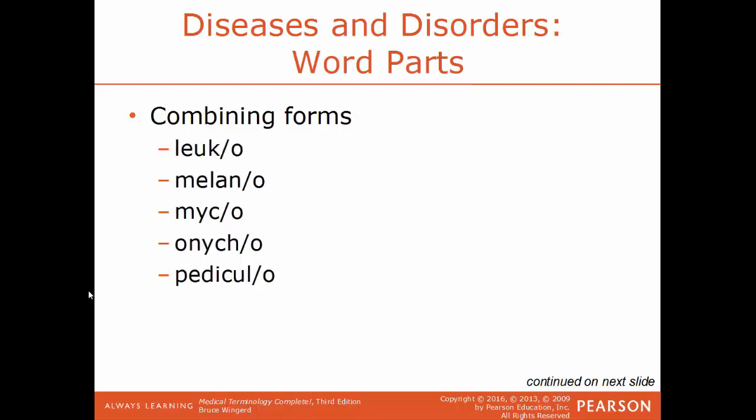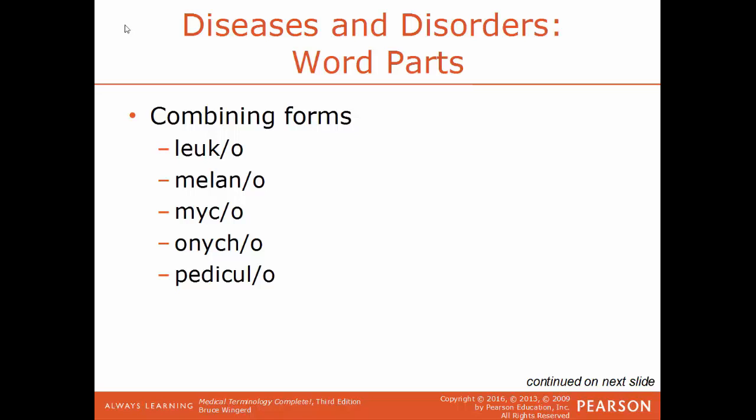Leuco is a reference to white. So a leukocyte is the technical term for a white blood cell. You may see this spelled with a C or with a K. Either way is fine. Leuco is always a reference to white. Melano is a reference to a pigment, usually black pigment. Myco is a reference to fungus.